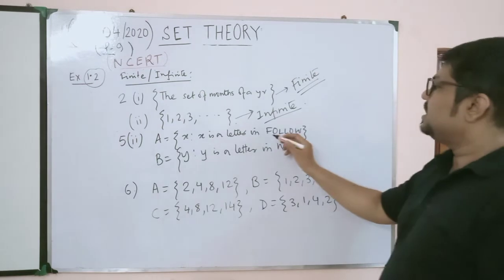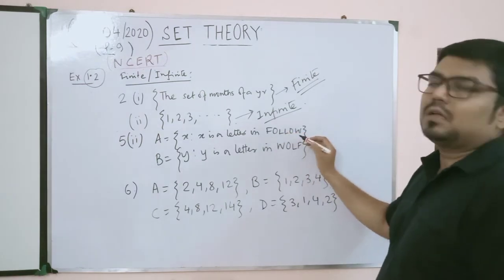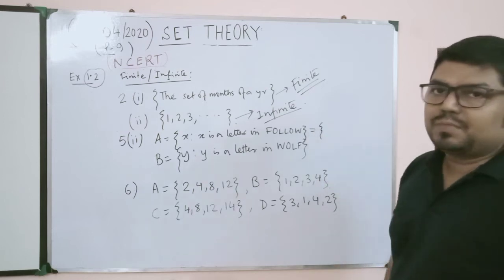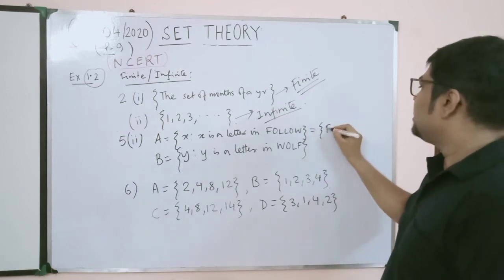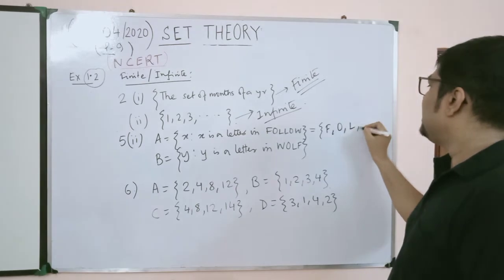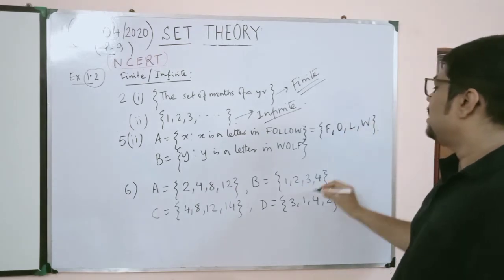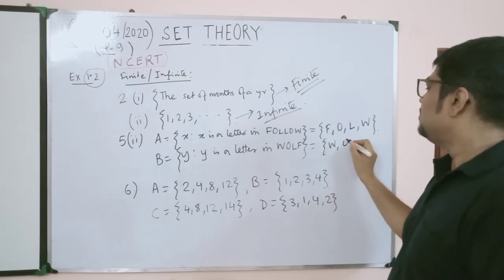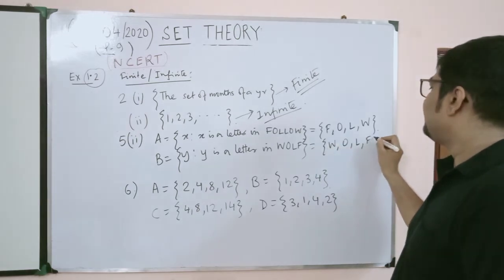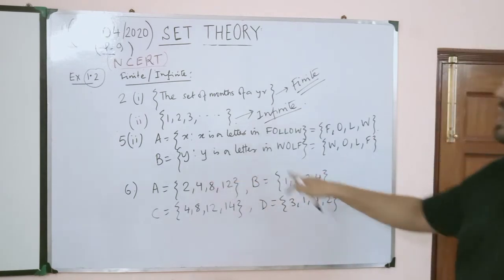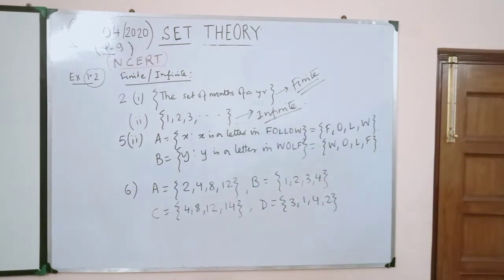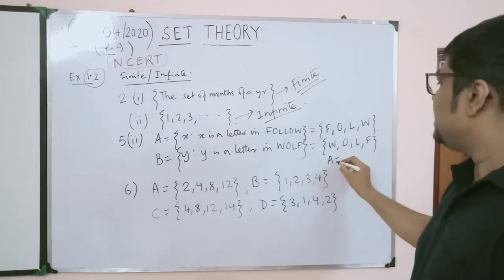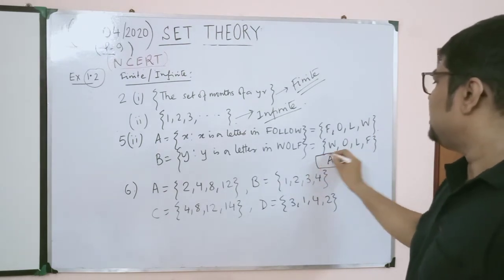So that means these are the elements or members. If you write the simplified version of it, you get F, O, L and W. And here B is something like W, O, L, F, because Y such that Y is a letter in wolf. So what we get is that these two sets are equal. So A is equal to B. So these are the equal sets.